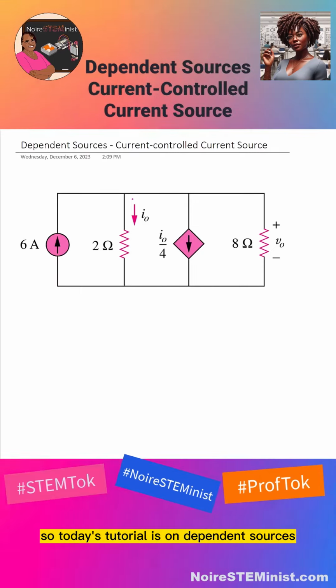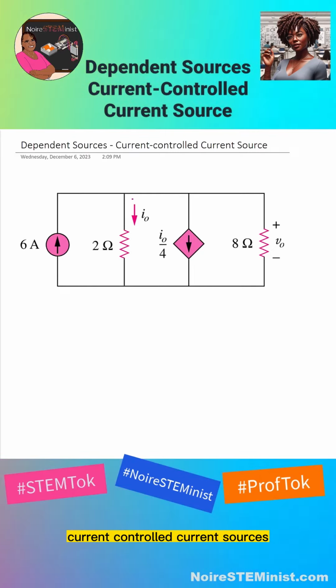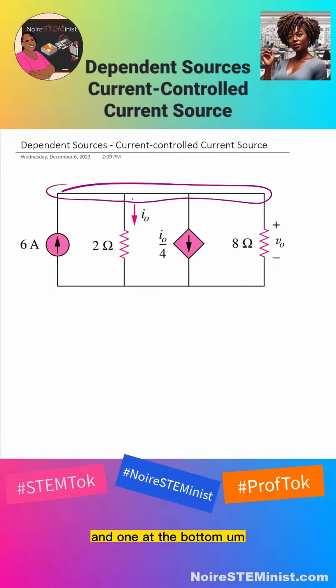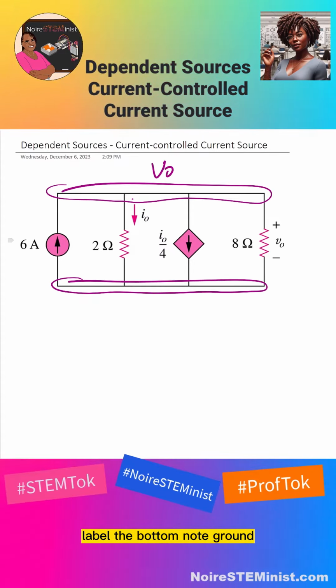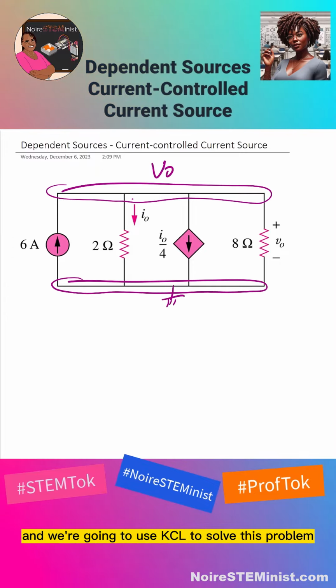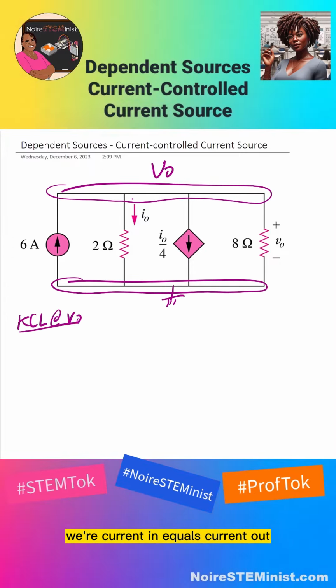So today's tutorial is on dependent sources, current controlled current sources. We have a single node pair circuit here, which means it has two nodes, one at the top and one at the bottom. We will label the top node V0, label the bottom node ground, and we're going to use KCL to solve this problem, where current in equals current out.